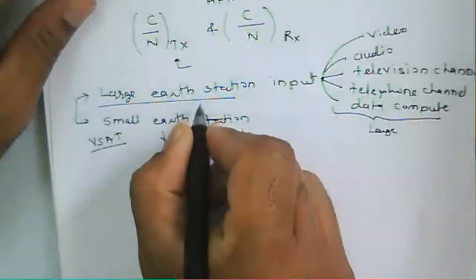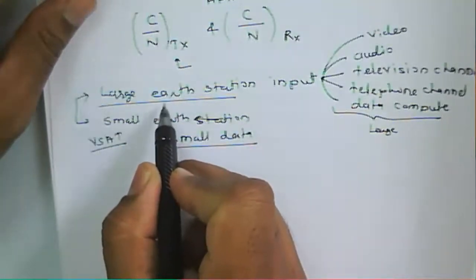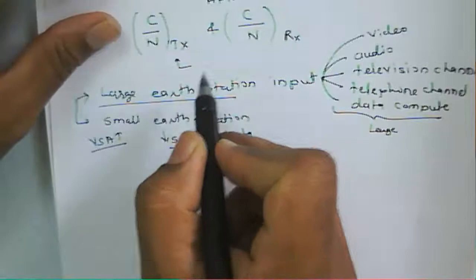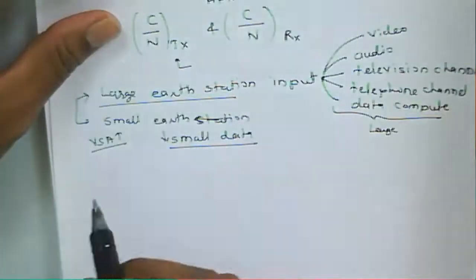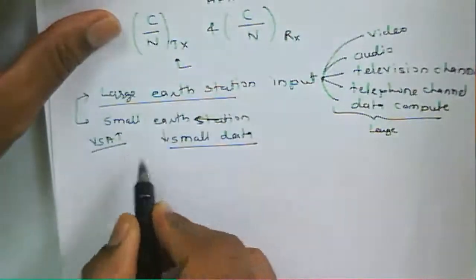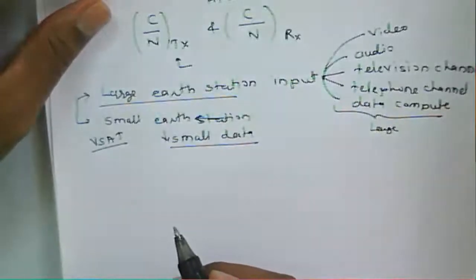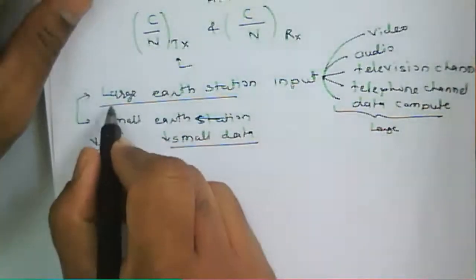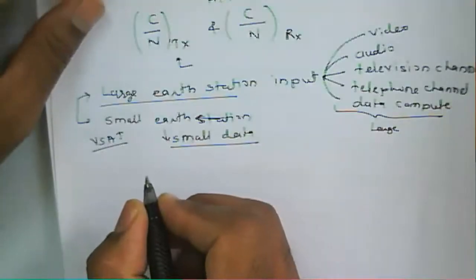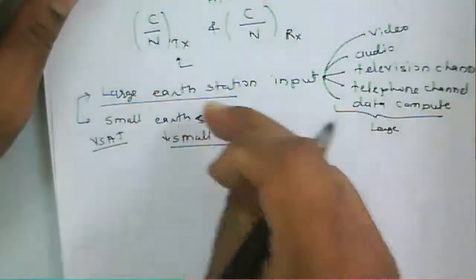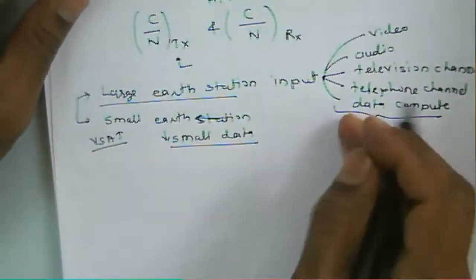If we have a larger station, the power amplifier requirement for the larger station is high. It will transmit power in terms of kilowatts, or we can say megawatts. But if you consider a small earth station, it transmits power in terms of a few watts. That's why the power amplifiers used for an earth station differ according to the data requirement.